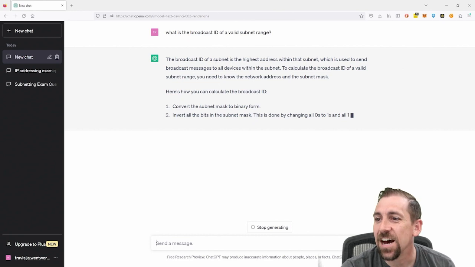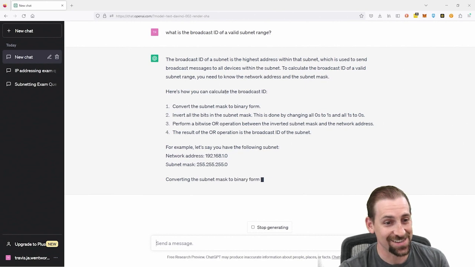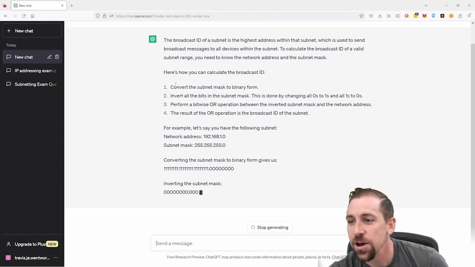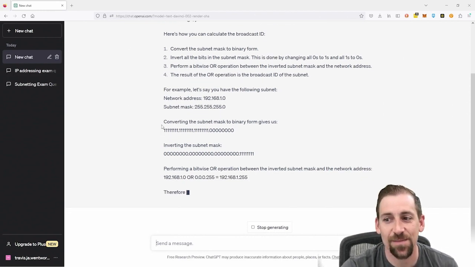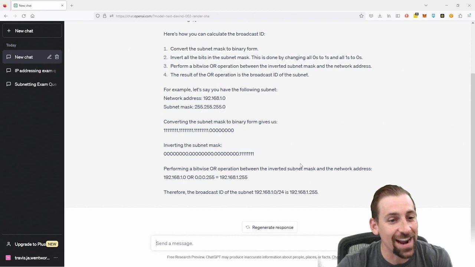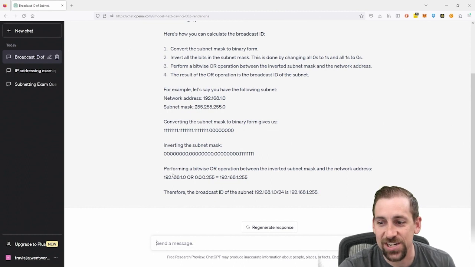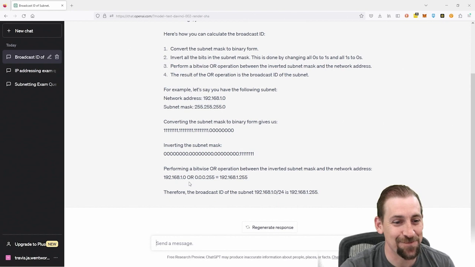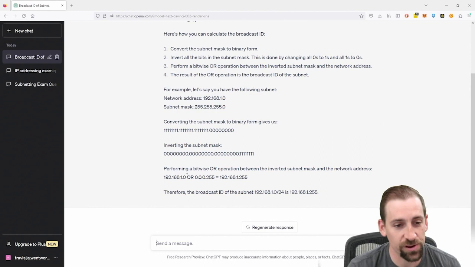The broadcast ID of a subnet is the highest address within that subnet, which is used to send broadcast messages to all devices within the subnet. That's actually the definition. And then it's giving me both a mechanism to calculate the broadcast ID and a definition in terms of converting the subnet mask from binary form and defining the broadcast address within a specific subnet. So not only is it giving you an actual word definition, but it's also defining these things for you with a subnet mask and an additional operation here, performing a bitwise OR operation between the inverted subnet mask to calculate that broadcast ID in that subnet. How cool is that?